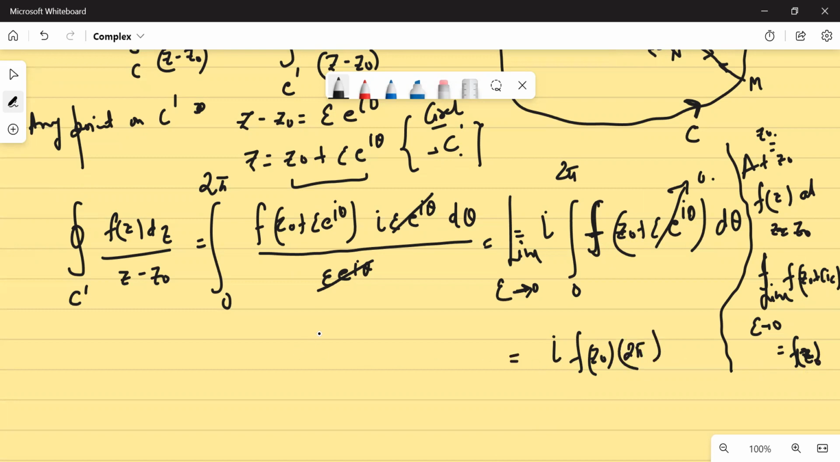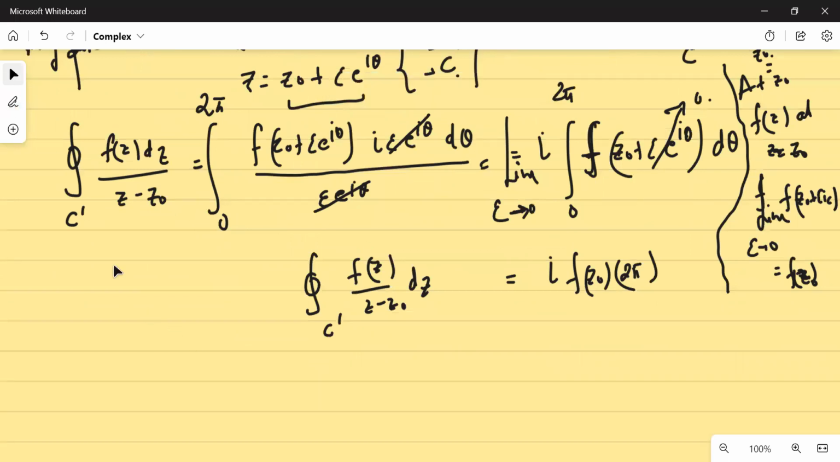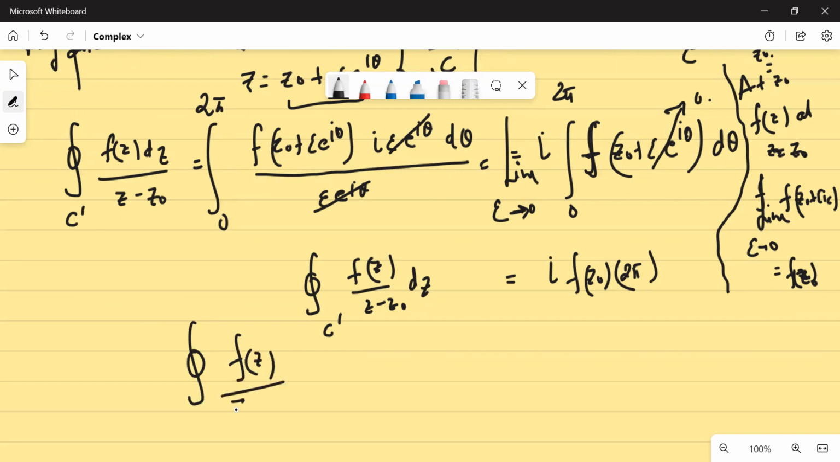Okay, that would be equal to the integration over c dash f(z) upon z minus z naught dz. And further, we know that this particular integration was equal to what? This particular integration was equal to the integral of f(z) upon z minus z naught dz over c. So you just divide it, so you are getting this answer. So eventually you are left with this thing.